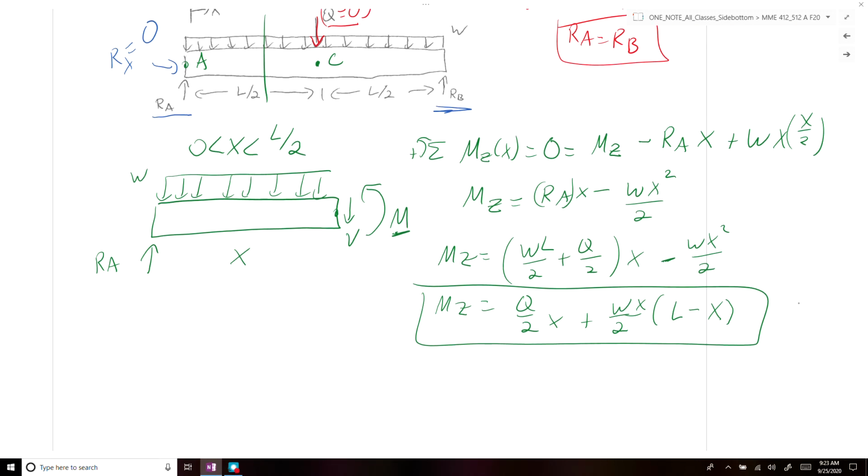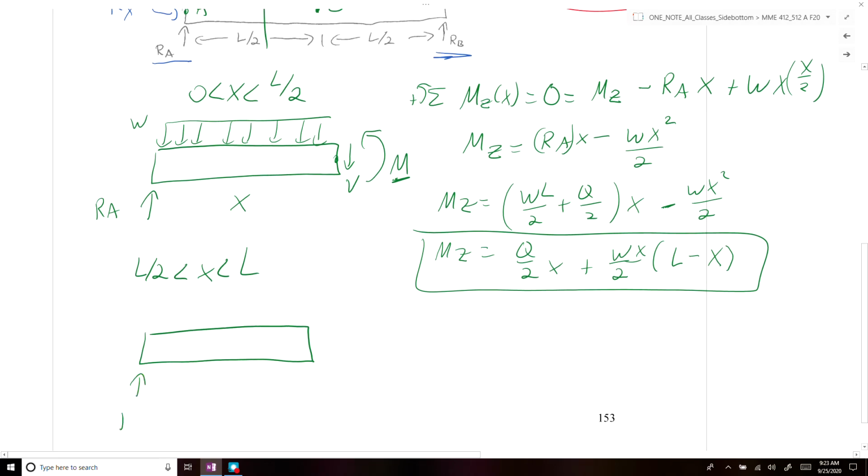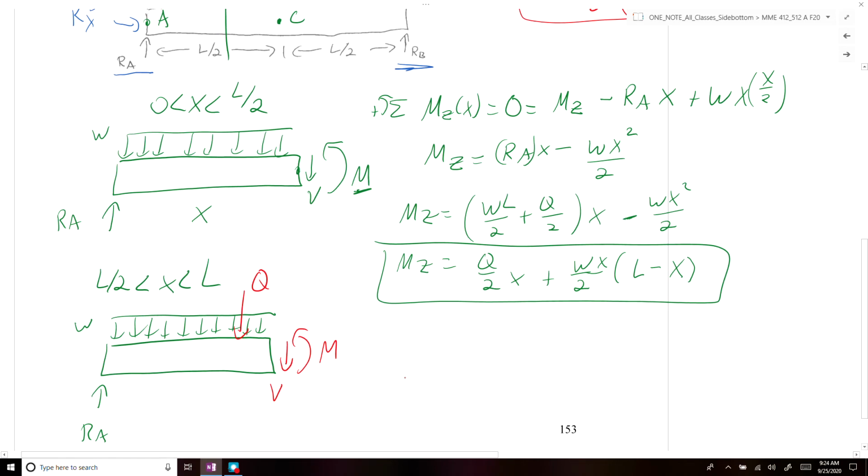So for the second part of the problem, we take our section cut from L over 2 to L. What this looks like is we still have our reaction force at A, we still have our distributed load W, and we have the addition of our concentrated load Q. And we're going to solve for our couple moment at our internal force here.